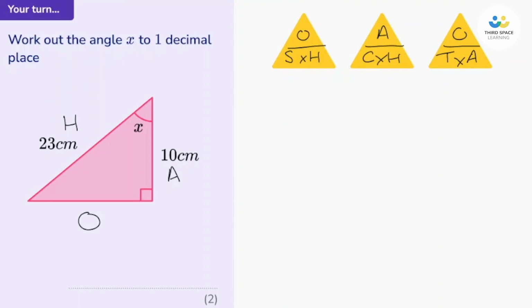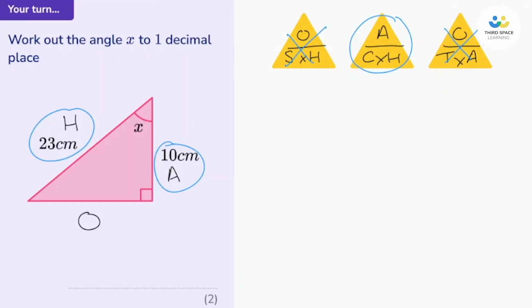Right, now which triangle are we going to use? Well, on the question we can see we know information about the hypotenuse, it's 23, and we know information about the adjacent, it's 10. We don't know anything about the opposite, so let's forget it. So we need a triangle that has A and H, and we can see it must be this middle one here, because that has A and H. So I don't need this one, and I don't need this one.